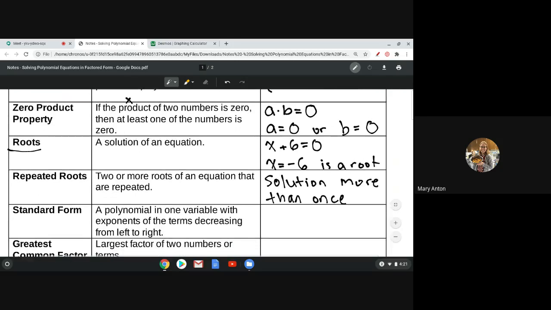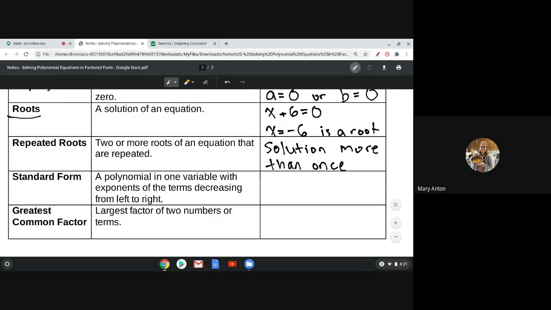We have two vocab words left. Standard form, we've been working with this. This is a polynomial in one variable with exponents of the terms decreasing from left to right. That means you put your highest exponents on the left, and you decrease as you go right. So for example, 3x to the fourth power plus 2x squared plus 6. That's a polynomial in standard form.